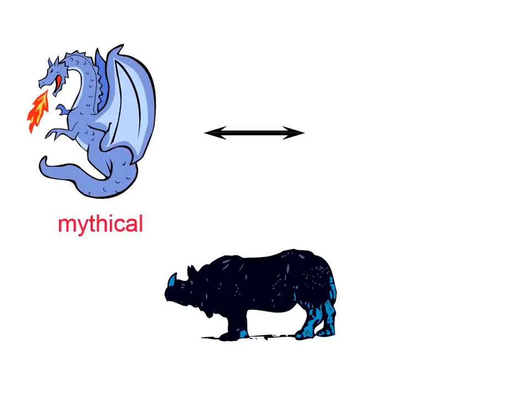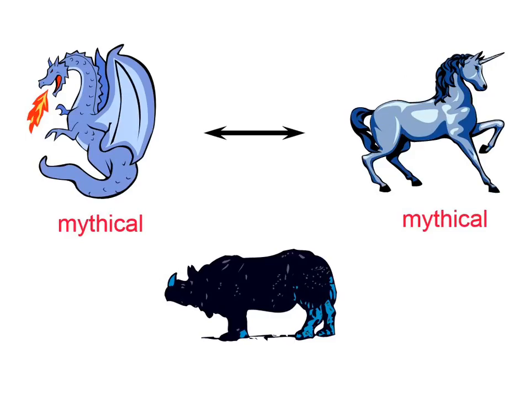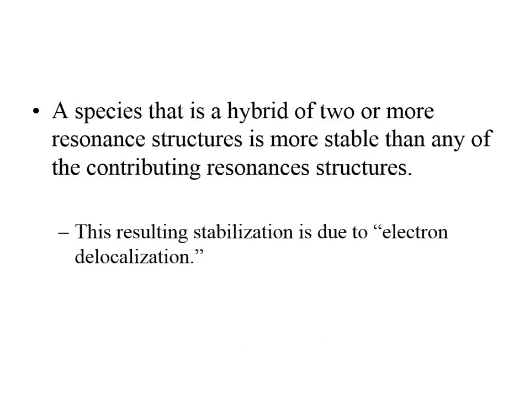I'm not sure I entirely understand this, but I have a slide here. Of course we know rhinoceros are real, right? Try to say that. But dragons and unicorns are both mythical. They are, trust me. So the real deal is somewhere kind of in between them oftentimes.